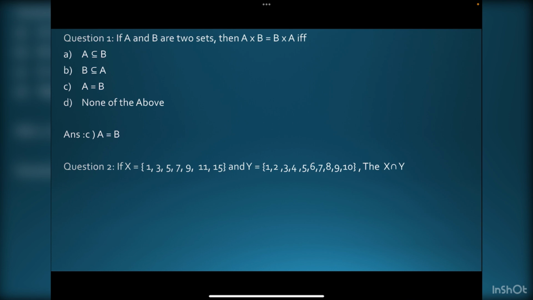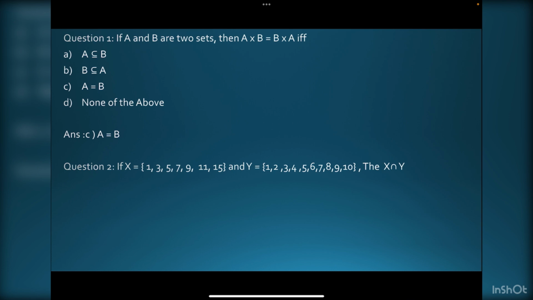Now, question 2: x and y are two sets, where x is a finite set which contains 1, 3, 5, 7, 9, 11 and 15, and y is also a finite set, which is the set of natural numbers 1 to 10. You need to find x intersection y.